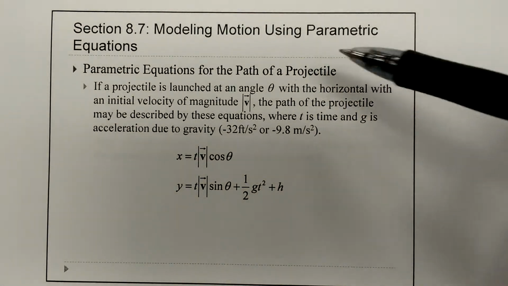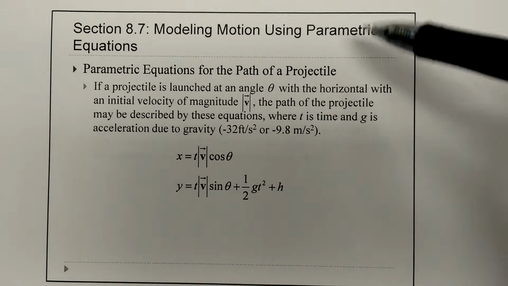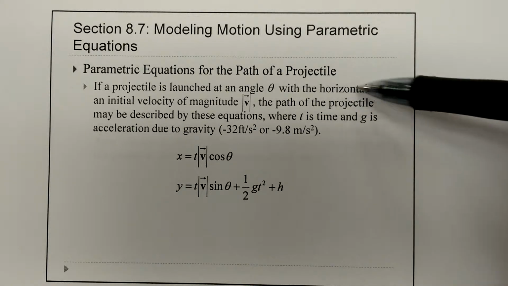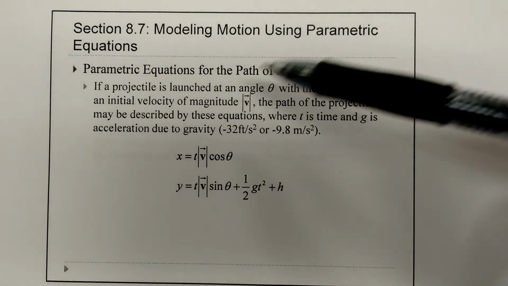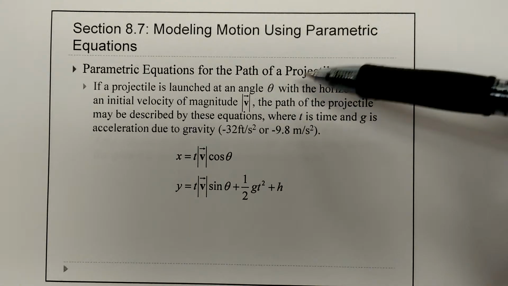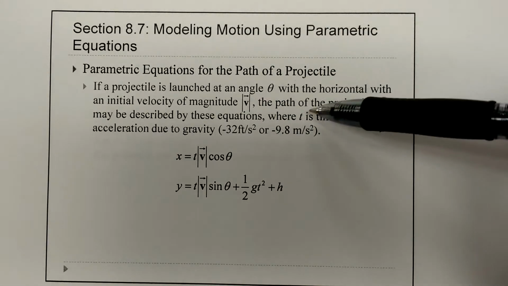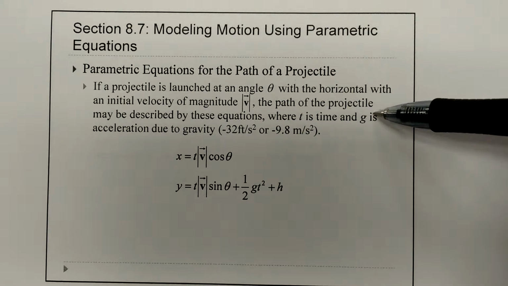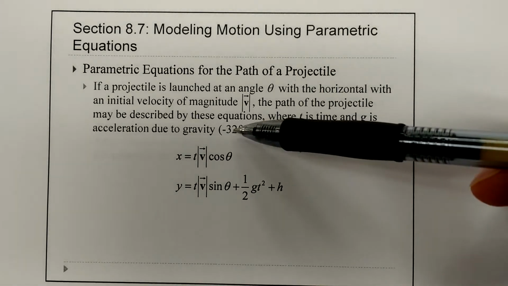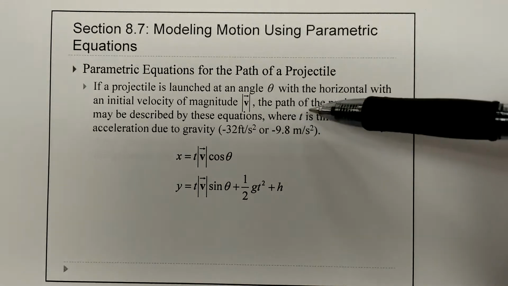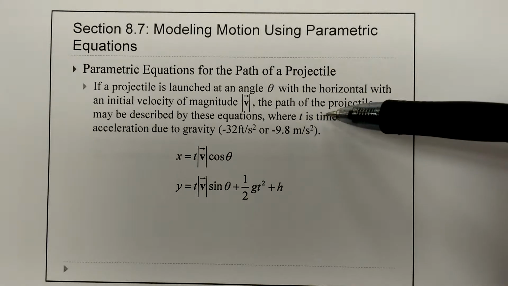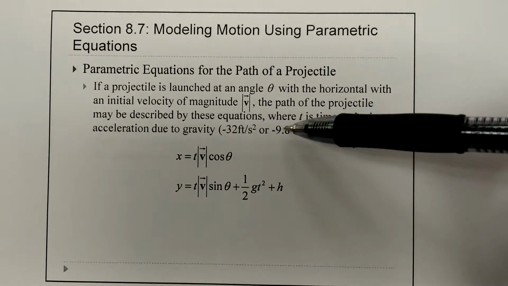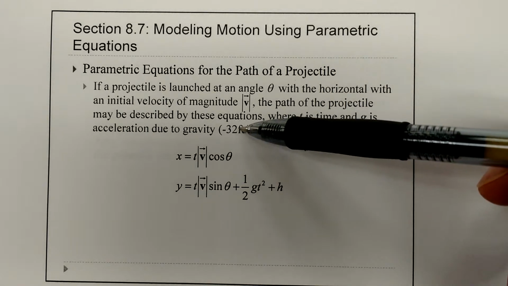So if a projectile is launched at some angle theta with the horizontal, so relative to the ground, with initial velocity v, the path of the projectile is described by these equations. So t is time, g is the acceleration due to gravity, which depending on your units you'll use either negative 32 feet per second squared or negative 9.8 meters per second squared. If your units are metric units, you use this one. If they're English units, you use that one.